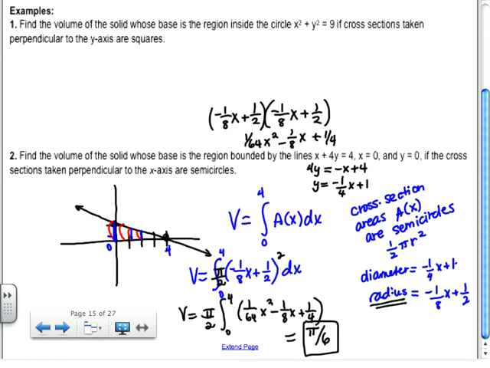All right, so you're just finding the area of the cross-section, and it's like you're finding the sum of all those areas. That's what the integration sign means, the sum of all those areas, right? Okay.